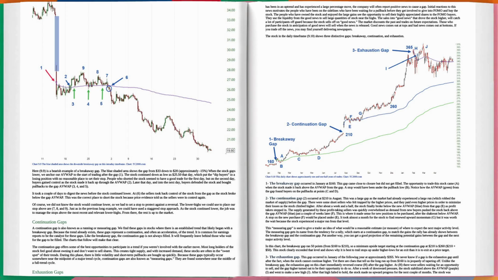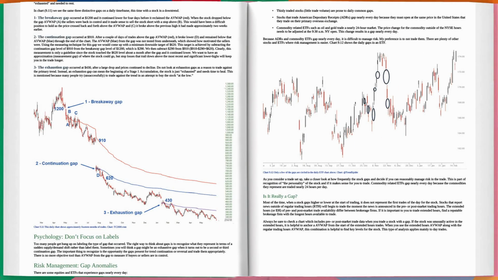Unlike the breakaway gap, the exhaustion gap on this chart immediately reversed course, H, after the gap higher. At H, there were sellers waiting for an opportunity to sell, and the gap higher turned out to be their opportunity to do so. After a week of downward pressure, the stock stabilized above the AVWAP (purple), I, and went on to make a new high, J. After that high failed to hold, the stock made no upward progress for the next couple of months. The stock was exhausted and needed to rest.